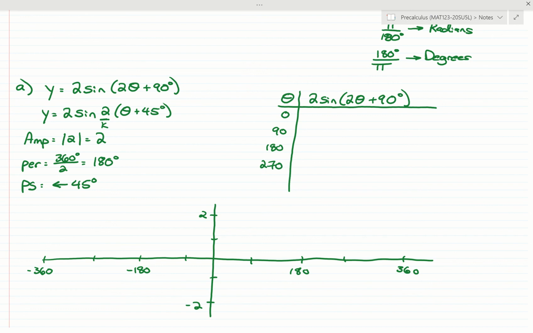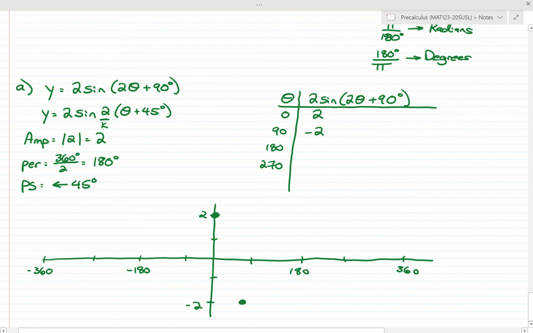So I'm going to store 0. So 0, store for A. And then I'm going to type 2 times the sine of 2 times variable A plus 90. Hit enter. My calculator is telling me 2. Now I'm going to do the same thing for 90. I'm just going to store 90 for A. Go back up, ask my calculator, plug it back in. I'm getting negative 2 at 90.